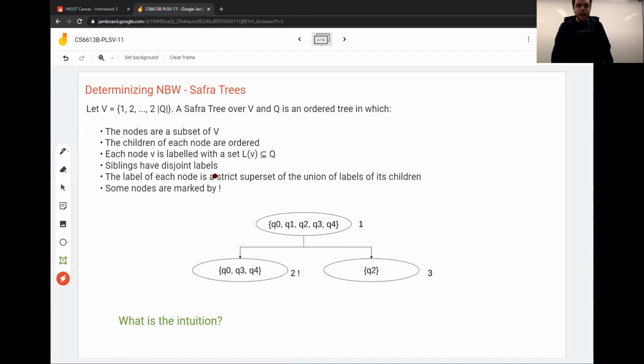So you can think of V as the numbers that I use to number my vertices in the tree. Okay. And also in this tree, the children of each node are ordered. And what I mean by that is that there is a left child, middle child, right child, and so on. This is not actually always a binary tree, but the order of the children is important. So you cannot just swap 2 and 3, and that wouldn't be the same tree. It's a different Safra tree, okay?